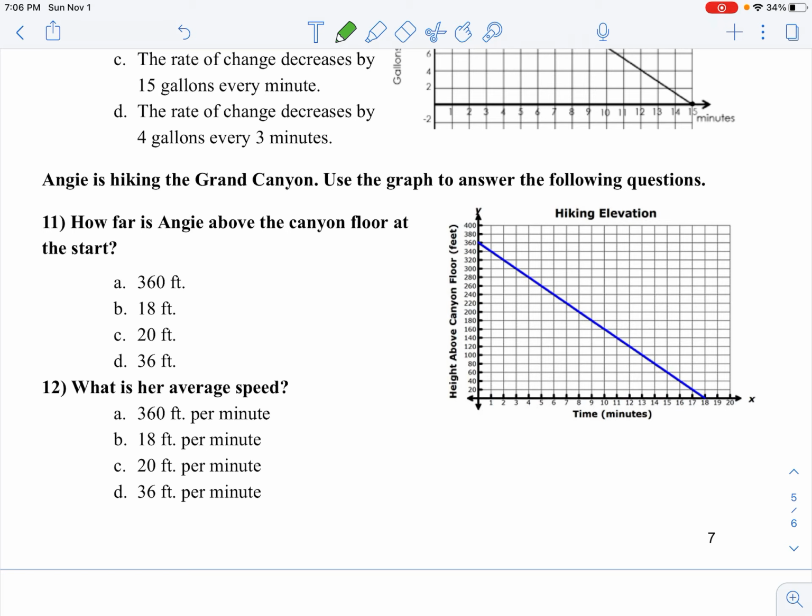Number 11, how far is Angie above the canyon floor at the start? Well, she's 360 feet high at the start. The start was at time 0, so it's the highest point on that graph, so it's 360.